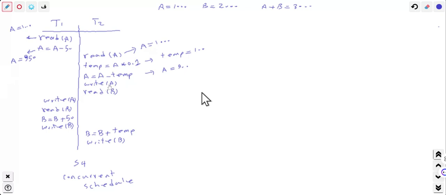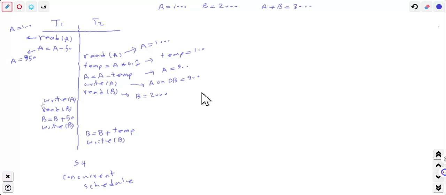Okay. Then A is written on the database. So here the value of A on DB is 900. T2 reads B. The value of B has not been changed still, so the value which is read is 2000. So B is 2000.